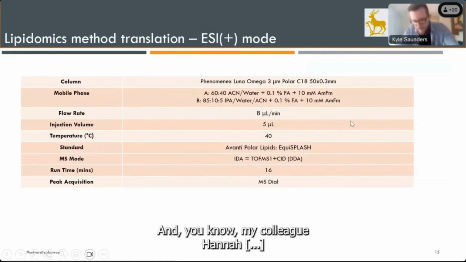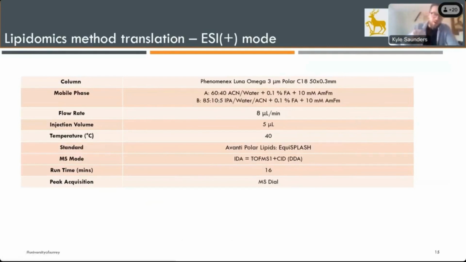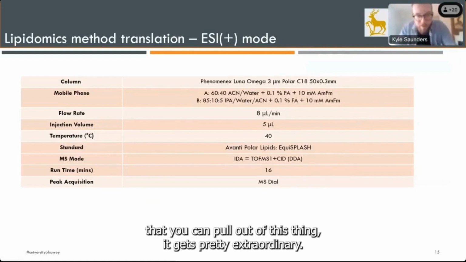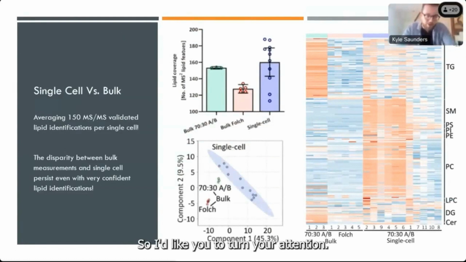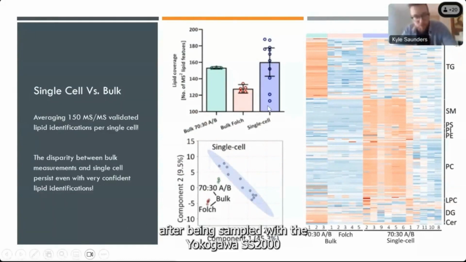And my colleague Johanna von Gerichten has been fantastic in helping to optimize this workflow. In terms of some of the data that you can pull out of this thing, it gets pretty extraordinary. So I'd like you to turn your attention to this bar chart at the top left. So these are single cells that have been injected onto the Xenotop after being sampled with the Yokogawa SS2000.